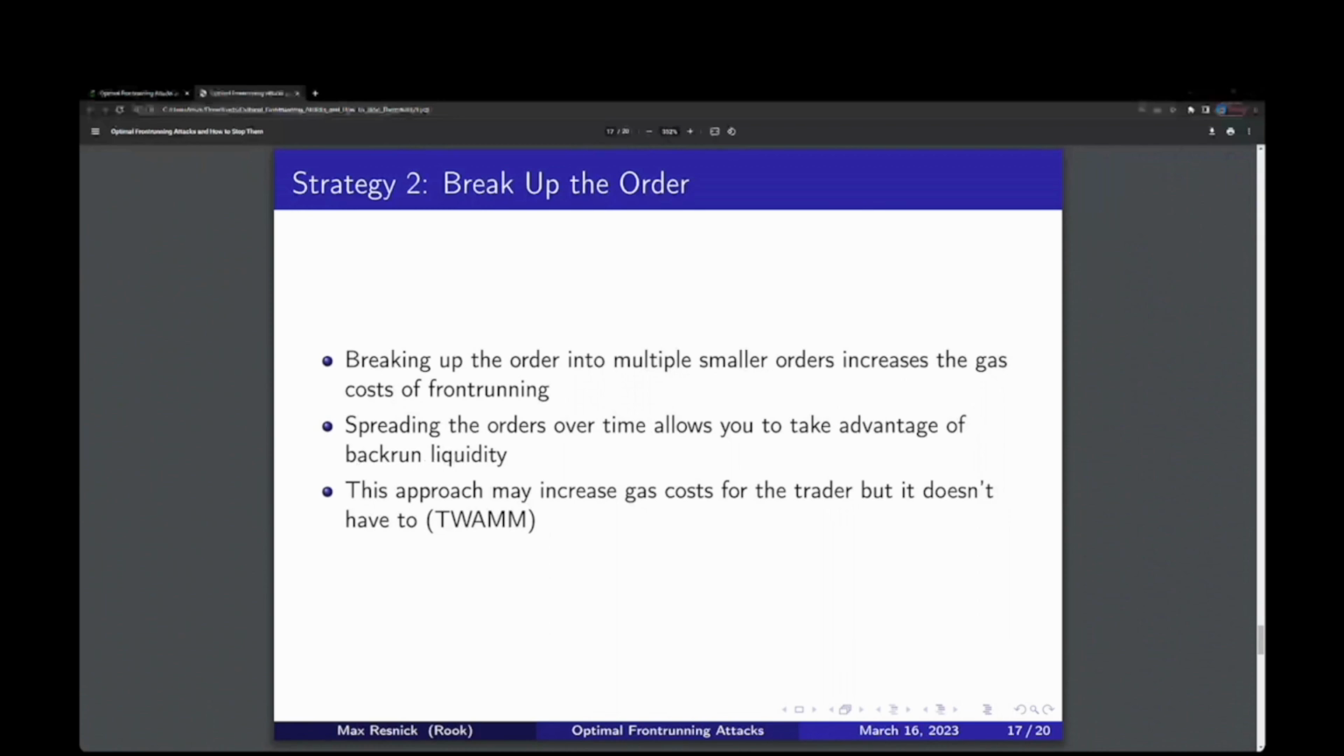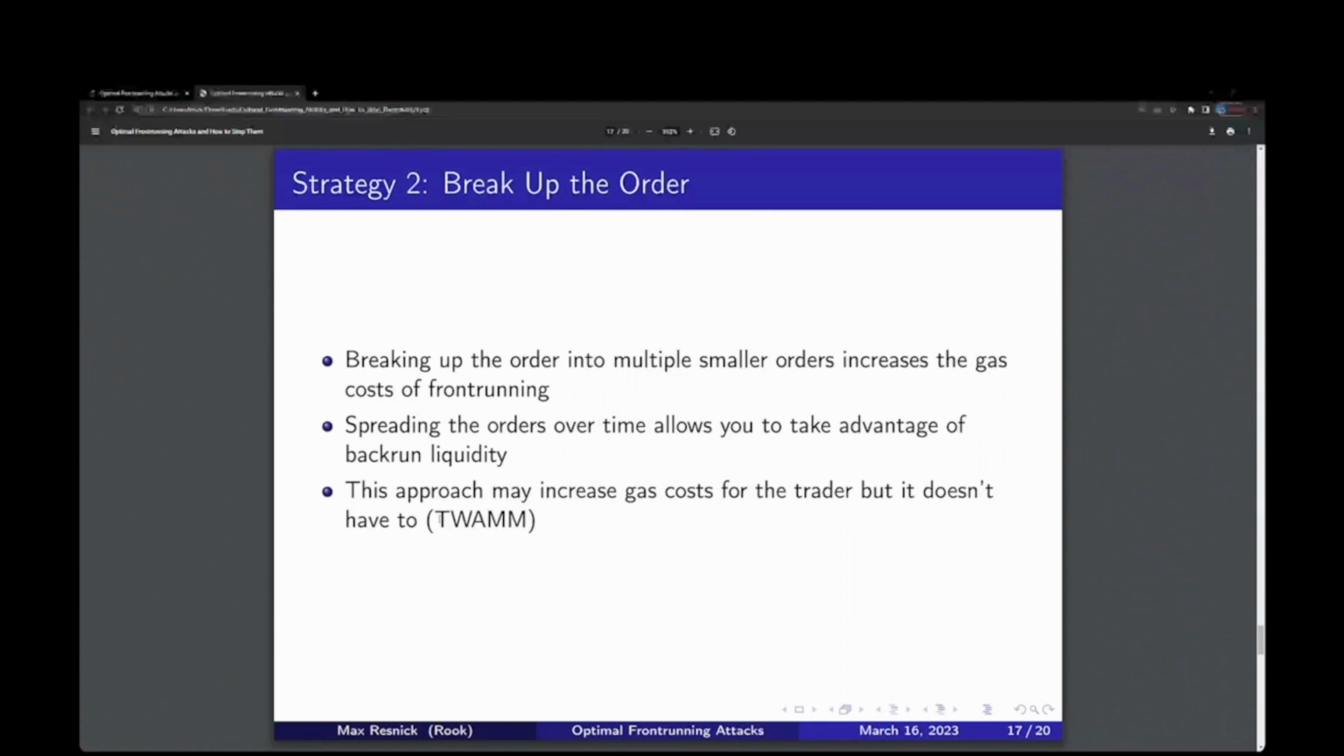So the more orders you break it up into, the more times they have to pay that gas cost to front run it. If you do 10 orders, then they have to pay 10 times the gas cost. Unfortunately, this also means that the trader has to pay 10 times the gas cost, right? Because they have to do 10 swaps. But it doesn't necessarily always have to be this way.